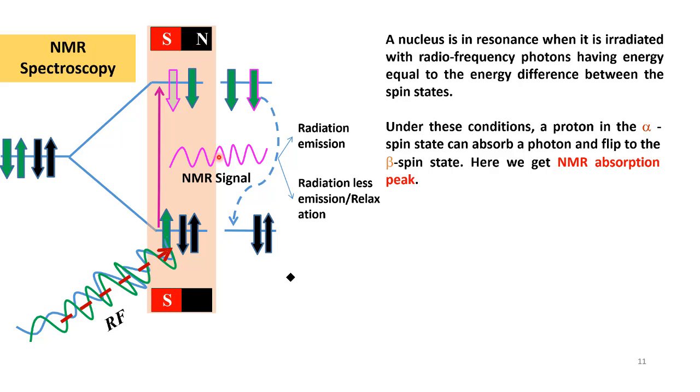How much signal is getting absorbed, that is what we get in the peak. So that is how we get the NMR absorption peak. For the beta spin, there is absorption of a photon, and for the alpha spin, the energy taken to flip itself is what we can detect. A nucleus is in resonance when it is irradiated with RF photons having energy equal to the energy difference between the spin states. Under these conditions, a proton in the alpha spin will absorb a photon and flip itself into the beta form. And that is how we get the NMR absorption signal or the peak.